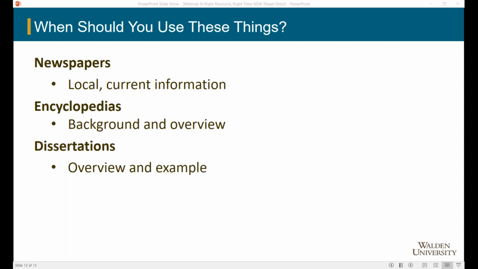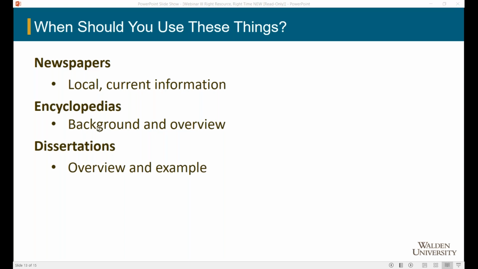But what newspapers are also really good for is local information. If you are looking at something in your area or in your community, you're going to want to go to where it's being reported, where you can find that information. And that's probably not going to be in a peer-reviewed journal.